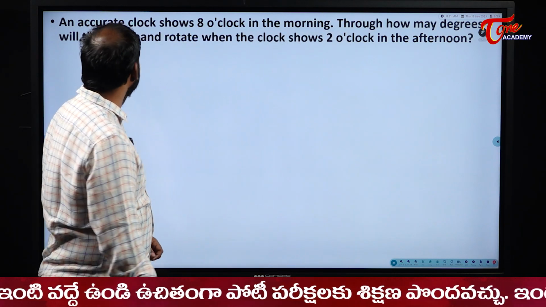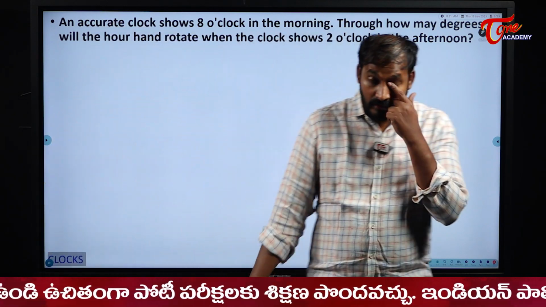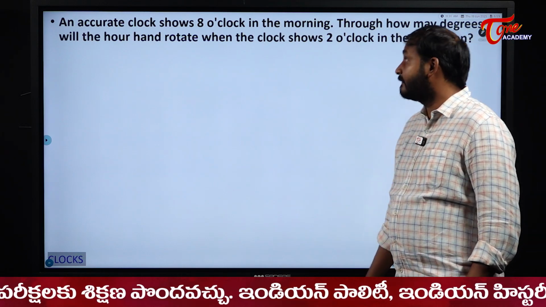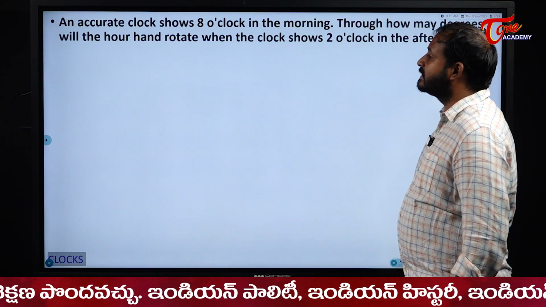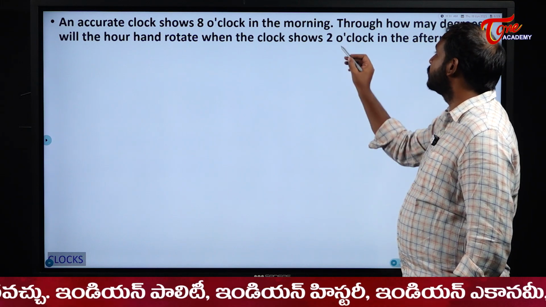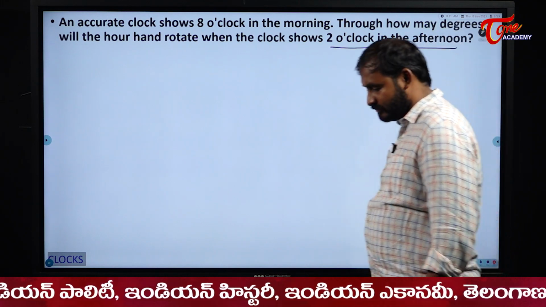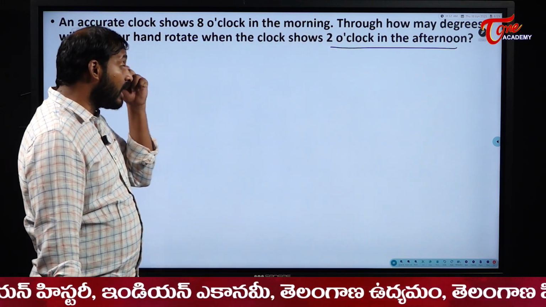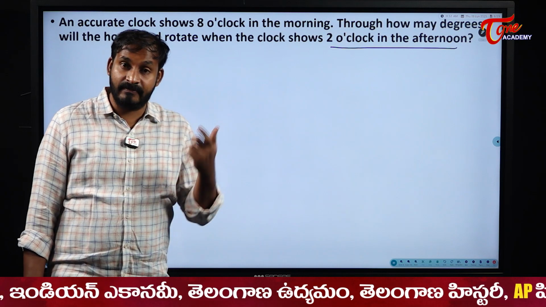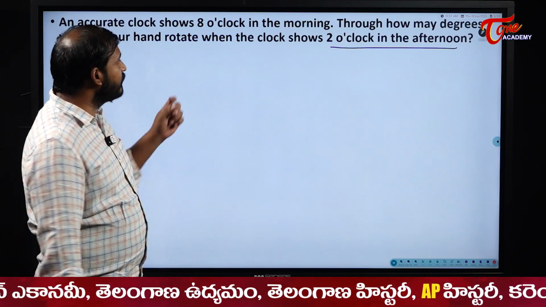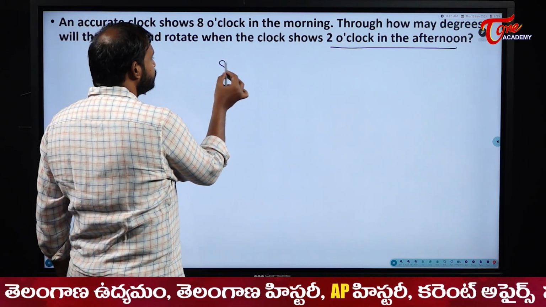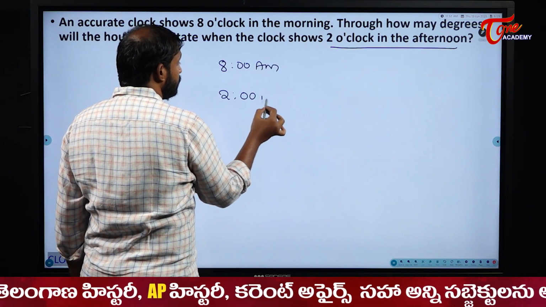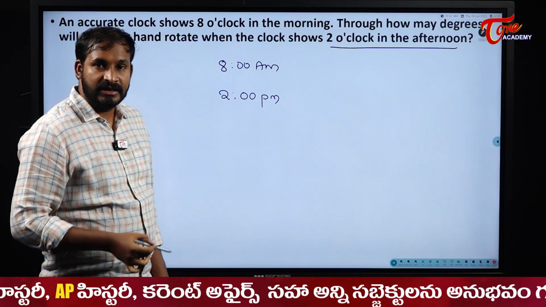Pause the video and try to solve this one. Okay. Now the question is, an accurate clock shows 8 o'clock in the morning. Through how many degrees will the hour hand rotate when the clock shows 2 o'clock in the afternoon? See, 8 o'clock in the morning to 2 o'clock in the afternoon. 8 o'clock in the morning means 8 a.m. and 2 o'clock in the afternoon means 2 p.m. Tell me how many hours have passed here.